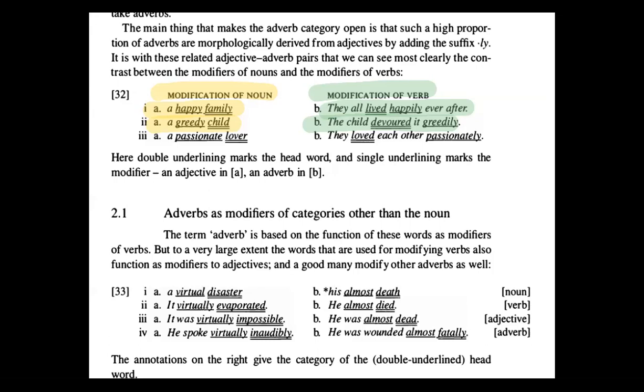Okay. Now let's continue. A passionate lover. So here they loved each other passionately. So passionately here is an adverb which tells us how they love each other. Okay, is it clear? Inshallah. Now let's move.